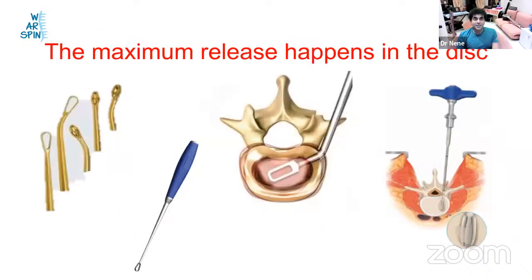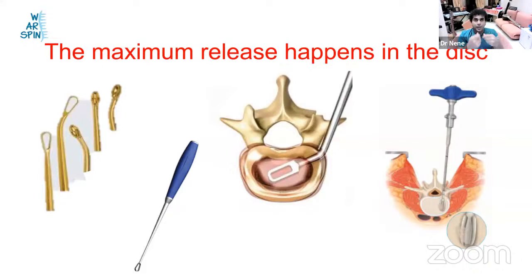The next thing is to take out as much disc as possible because, believe it or not, disc is really where the release happens. And by sparing the annulus on all sides, if you can take out as much material from inside, you end up slowly increasing a non-existent disc space.